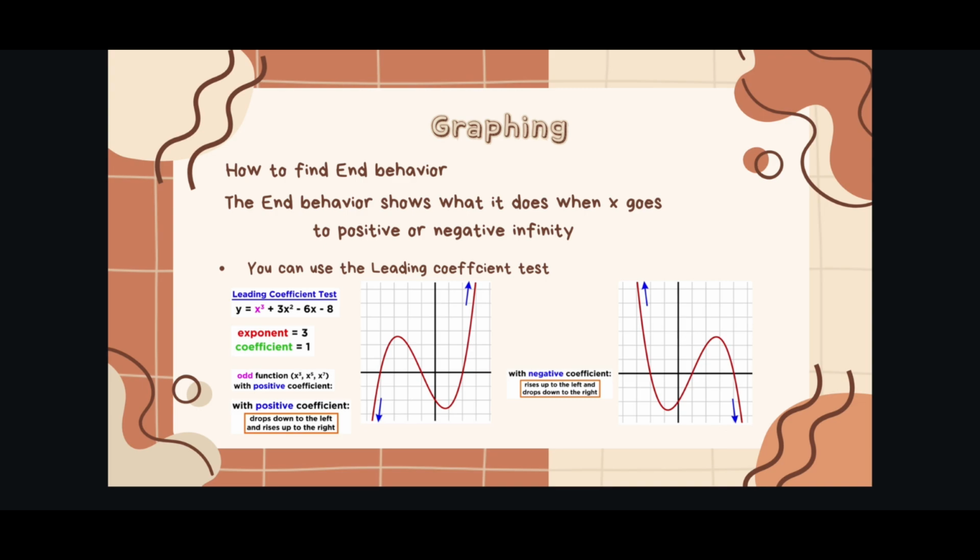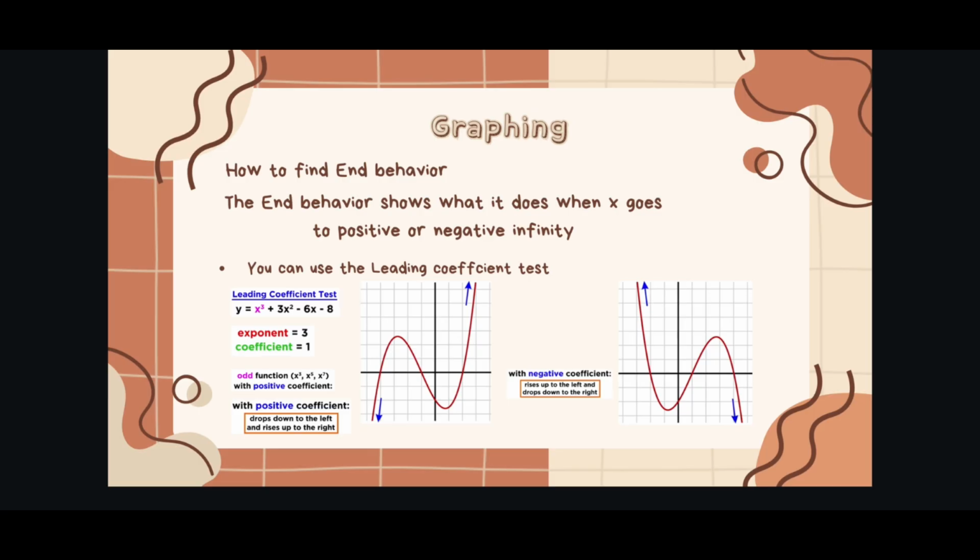So now, let's proceed to how to find the end behavior. The end behavior shows what happens when x goes to positive or negative infinity. In these slides, I will explain the end behavior. End behavior shows what happens to the graph when x becomes very large positive or very large negative. We use something called the leading coefficient test.